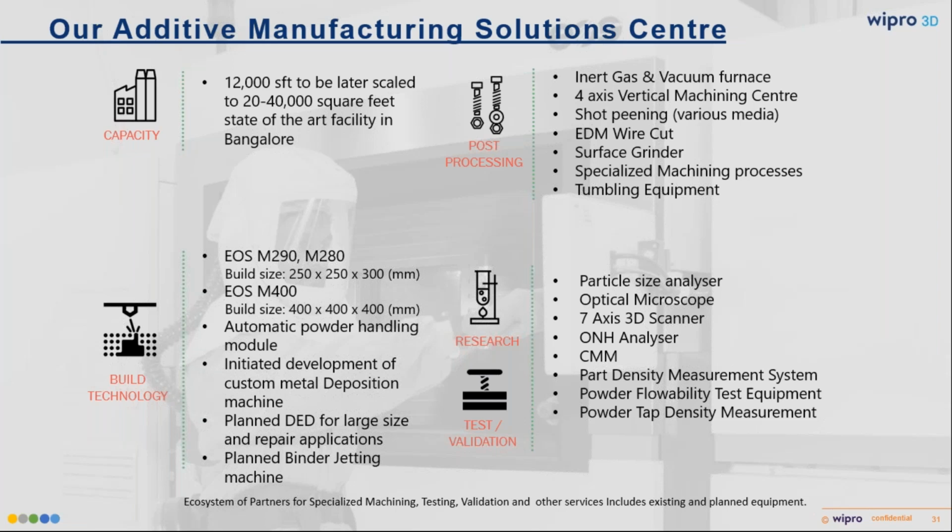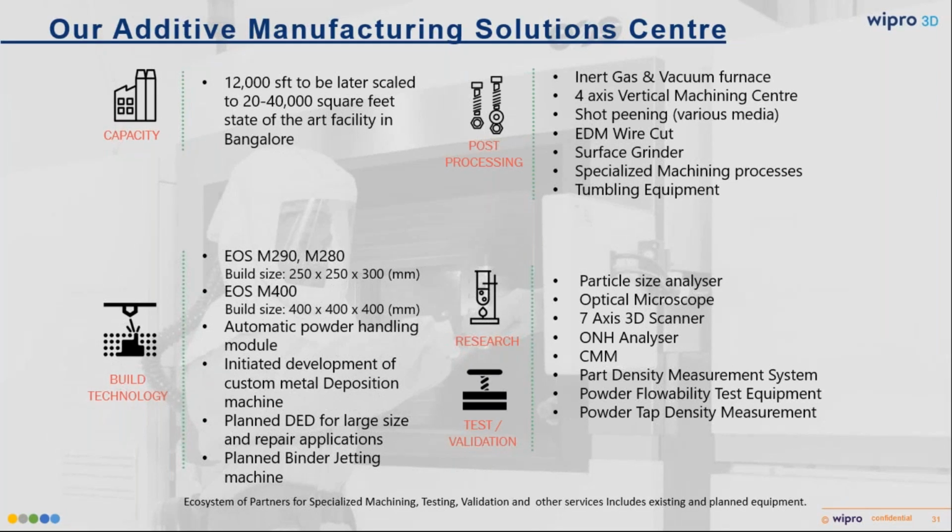So yeah, just a brief overview about the kind of capability and setup that we have here. Approximately 12,000 square feet, and 3 machines we have, one of which is the M400, which has a build volume of 400 by 400 by 400, and we are planning to set up a DED and a binder jetting machine sometime in the near future. And the post-processing setup, again, a complete detailed setup, right from furnace to wire cutting, surface grinding, machining, wherever required.